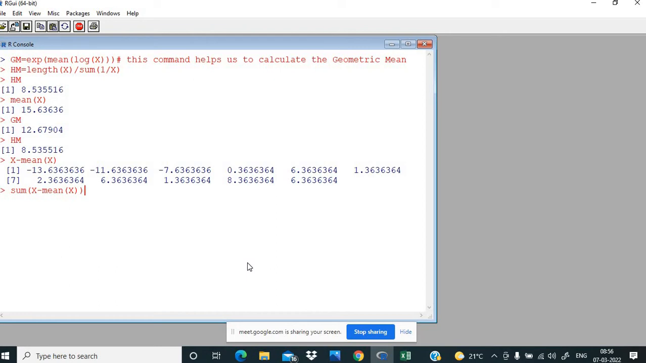Don't create problems with alphabet, small letter, capital letter. All commands, like sum, will be in small letters. Mean will be in small letters. Variable name as you give it. If you give capital letters, you have to write capital letters all through. If you give small letters, you have to write small letters also. That's all. So you see, is it 0?